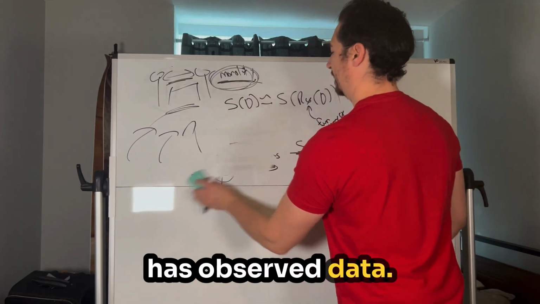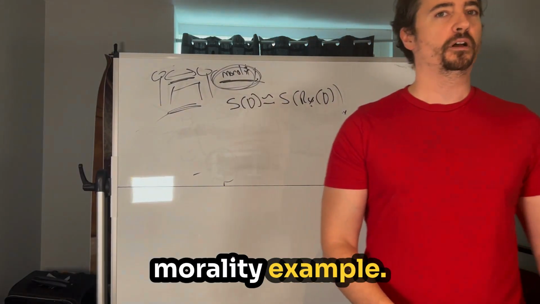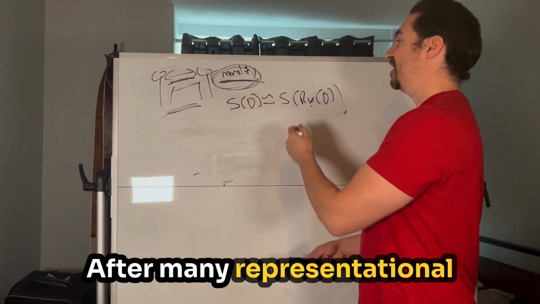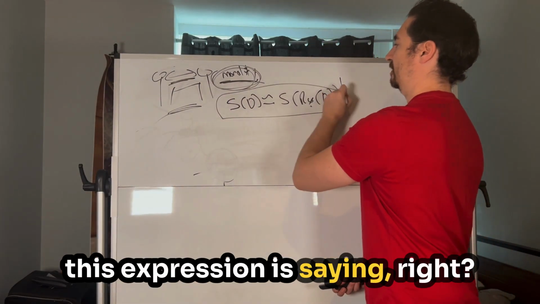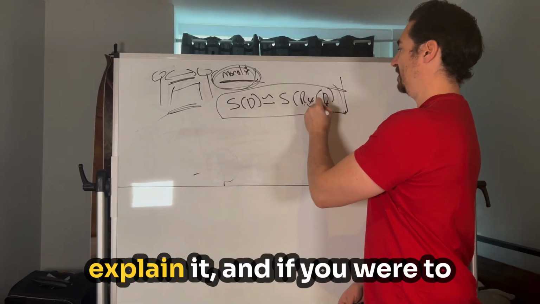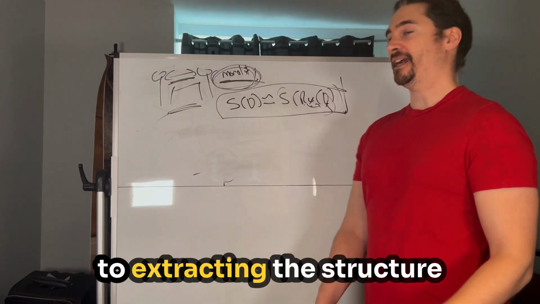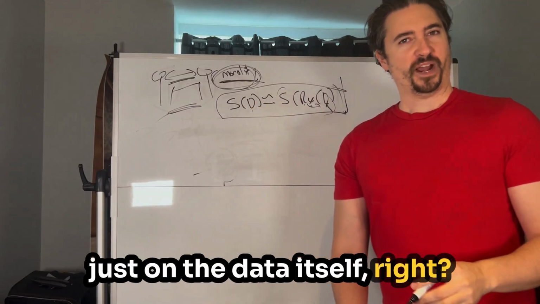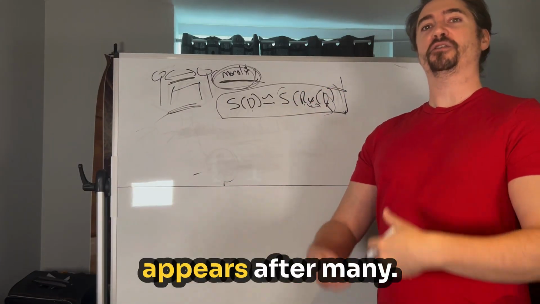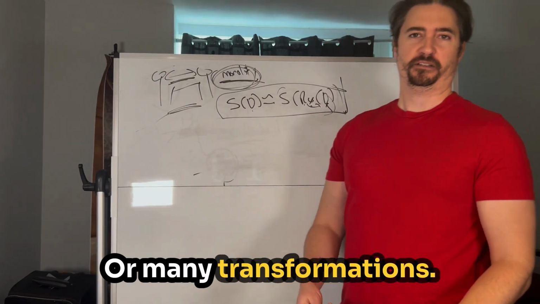Just remember, D is observed data. You've got your R theta for all the different explanations. We've got this real world morality example. So the same structure appears after many representational changes. That's essentially what this expression is saying, right? Because there's the observed data. Here's all the ways you try to explain it. And if you were to extract a structure on that, it would essentially be equal to extracting the structure just on the data itself, right? In other words, remember we said for all theta, right? So the same structure appears after many representational changes or many explanations or many transformations, okay?